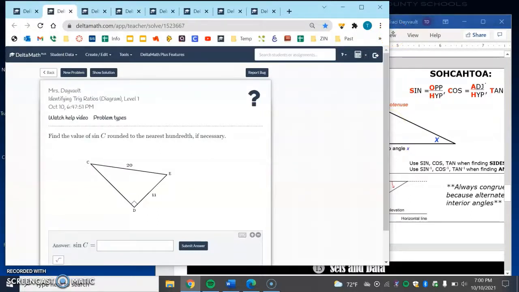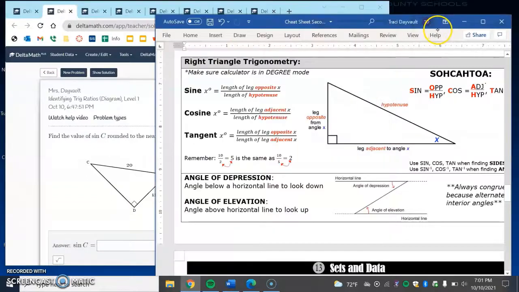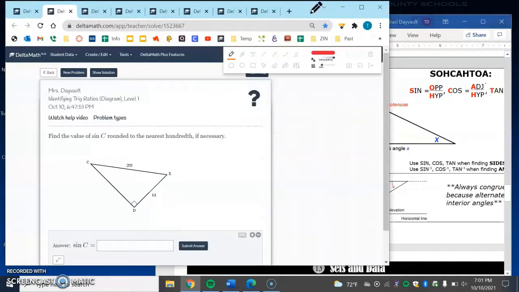All right, let's do another one, except this time we're going to find the value as a decimal. We're going to do the same thing, but as a decimal. This says find the value of sine of C. So again, we're using sine, which is opposite over hypotenuse, and C is our reference angle this time. You would get a different answer if you used a different angle. So this is angle C. Sine is the opposite over the hypotenuse, so let's look at what side is opposite from angle C.